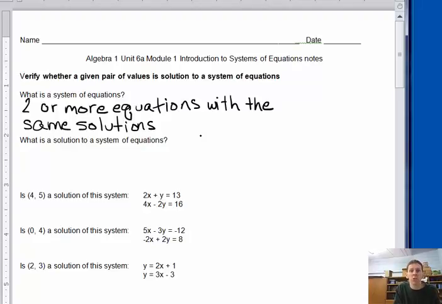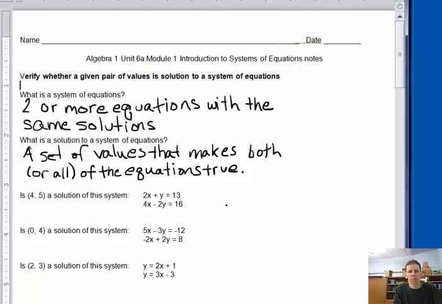Now, what exactly is a solution to a system of equations? It's a set of values that makes both of the equations, or all of the equations, true. So we're going to look for possible solutions to these different sets of equations that we call systems. First question: is (4, 5) a solution of this system? To figure out if it's a solution, we're going to substitute 4 for x and 5 for y into both equations, and if they make both equations true, then we have a solution.